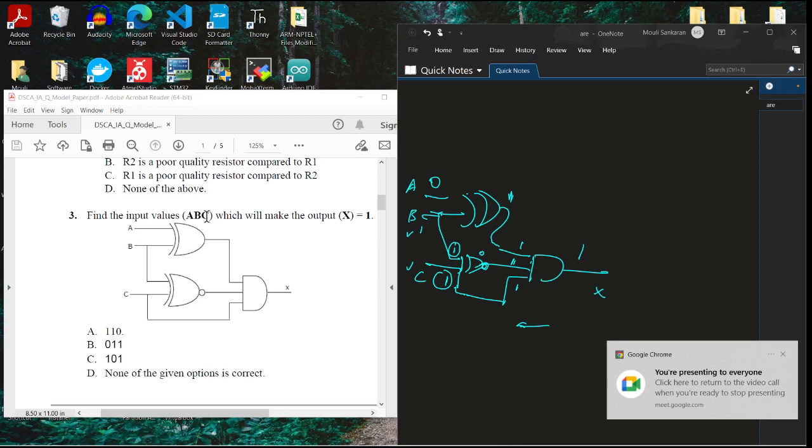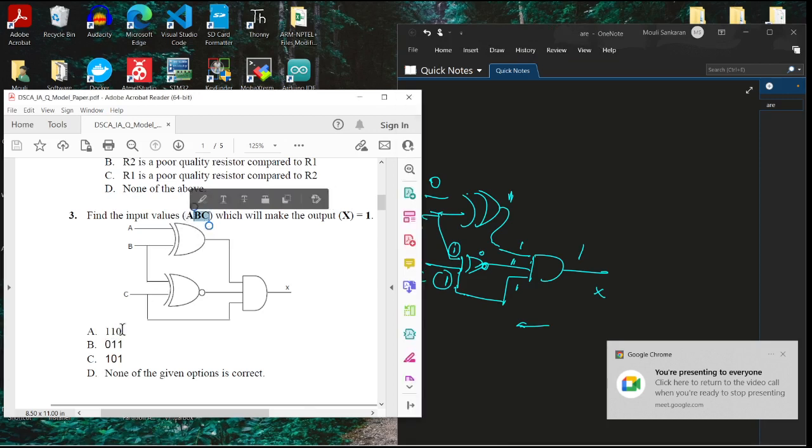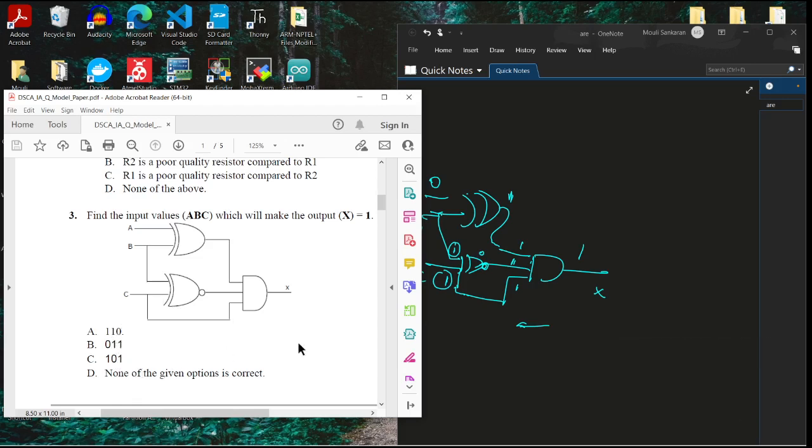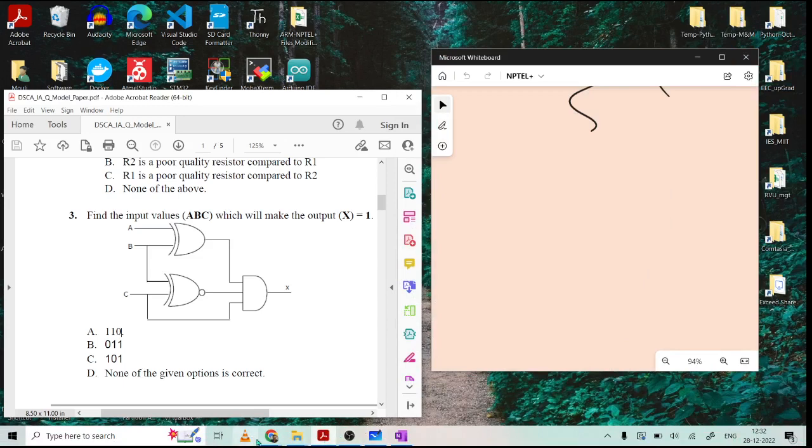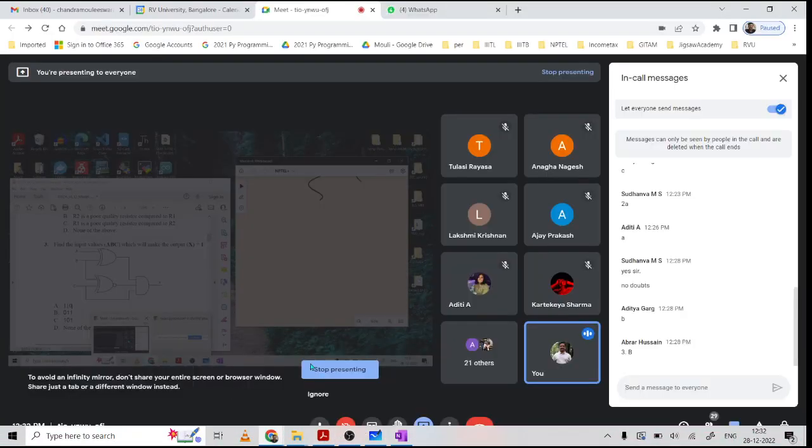Whatever I have written as A, B, C here, you have to say that this is also given as ABC, so please don't get confused there. Whether C is the LSB or MSB, you may have a doubt. So in that case, the correct option is B. I think you got it right, some of you. In case any one of you have any doubts, please raise it now.